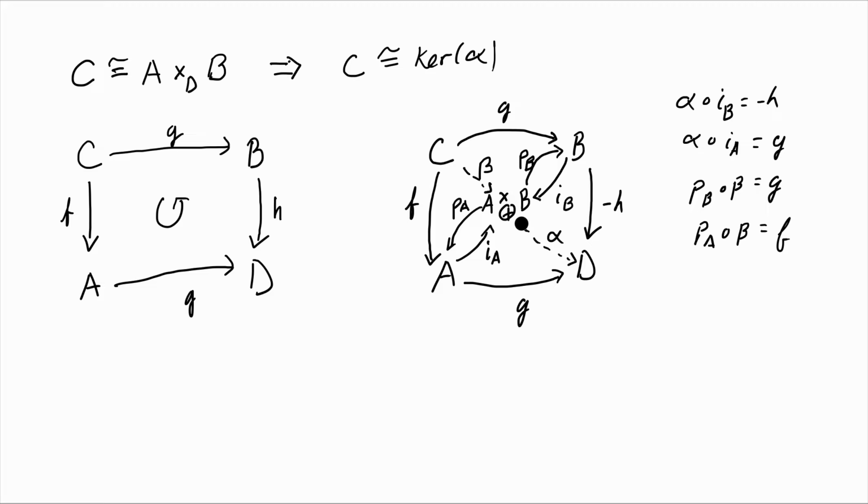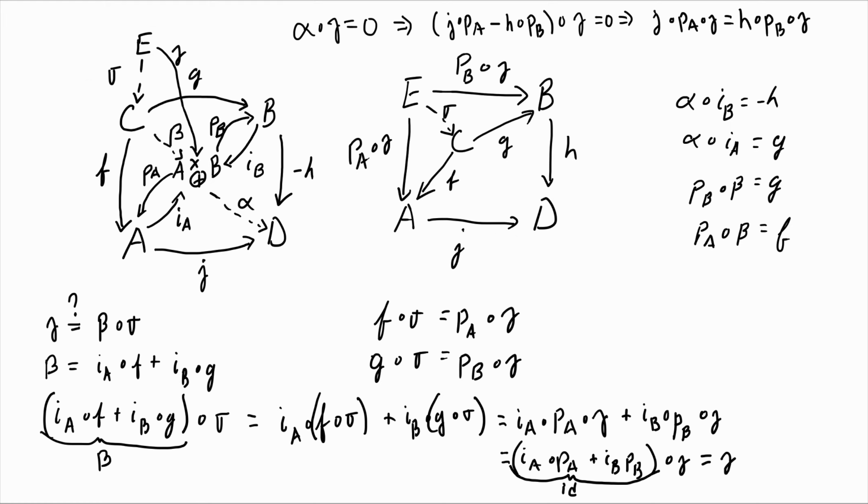Now, because of the universal property of the direct sum right here, and by uniqueness, we can say that alpha is going to be equal to the sum of a route going this way and a route going that way. We'll use that on the next slide, particularly right up here. What we're going to do is show that C satisfies the universal property of the kernel.